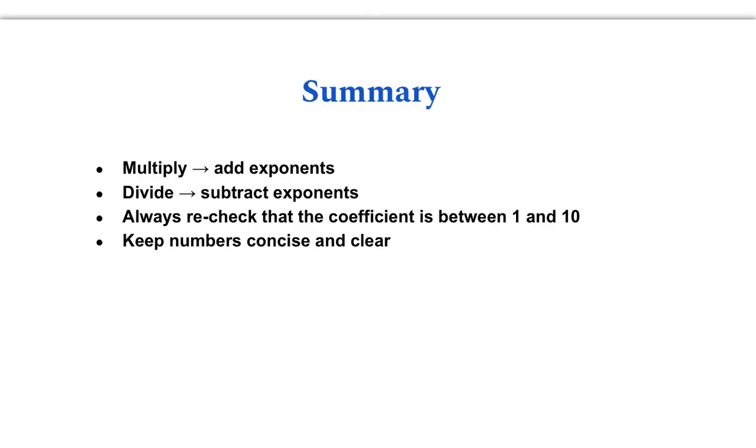Great job for reaching the end. Let's summarize what we learned. If we're multiplying numbers in scientific notation, we multiply the coefficients and add the exponents. When dividing, we divide the coefficients and subtract the exponents. We will also always recheck that the coefficient is a number between 1 and 10, and we will adjust the coefficient according to our scientific notation rules.